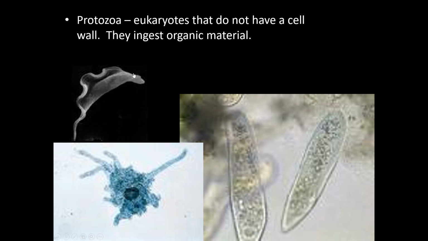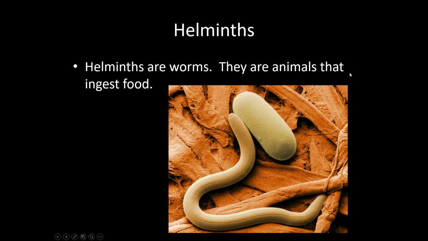This is Trypanosoma. It causes a disease known as African sleeping sickness. This is an amoeba. It can cause something known as amoebic dysentery, and this is a paramecium over here. All of them are protozoans. All of these are heterotrophic, which means they have to eat their food. They can't make it for themselves like a plant can. So again, these are microscopic animal-like things.